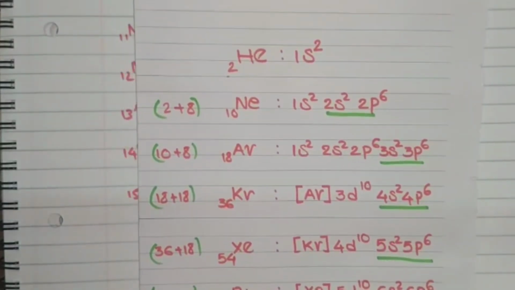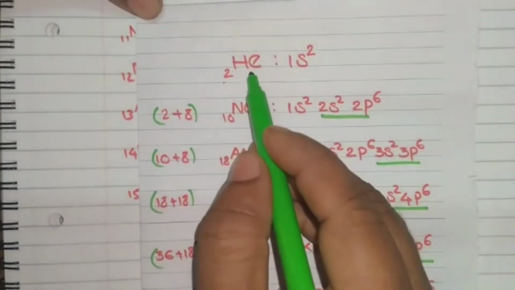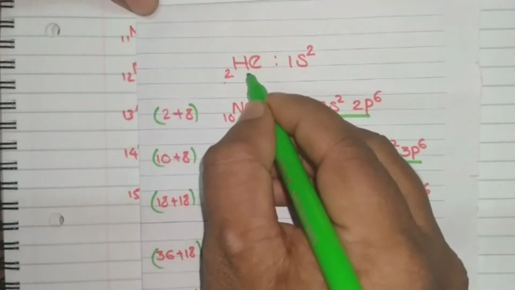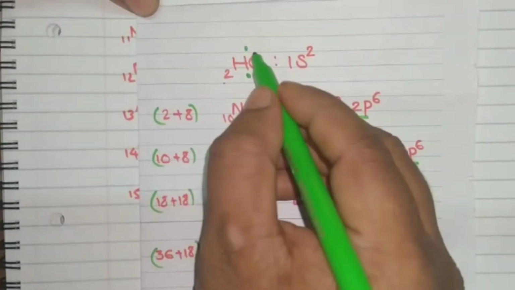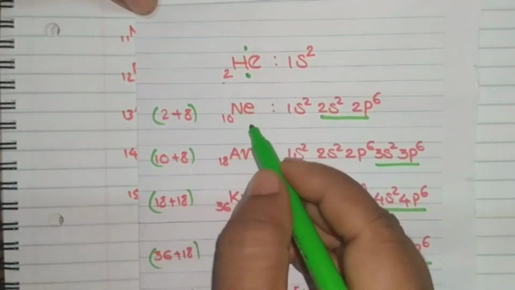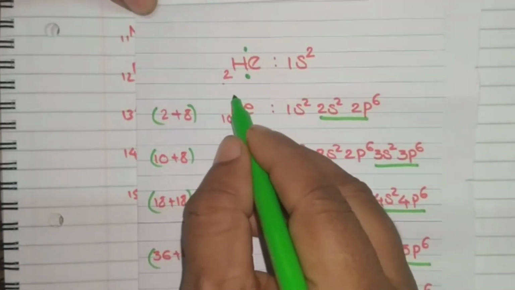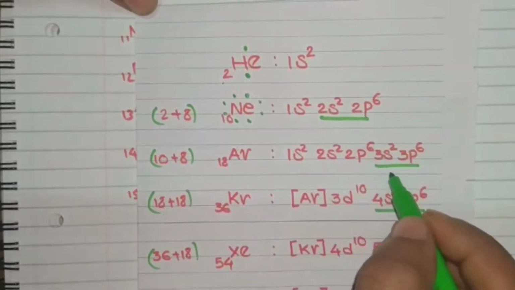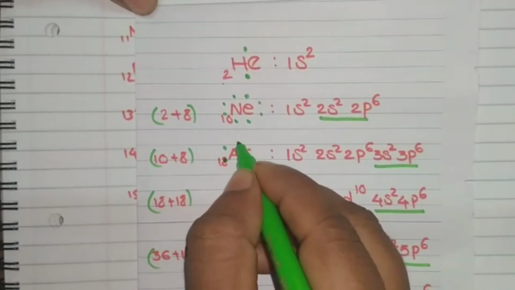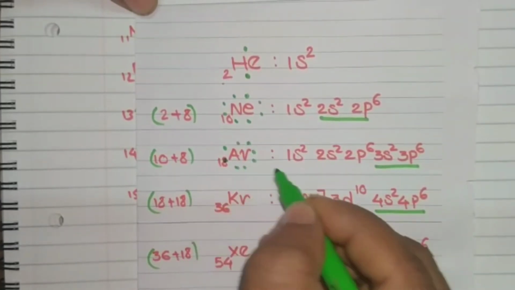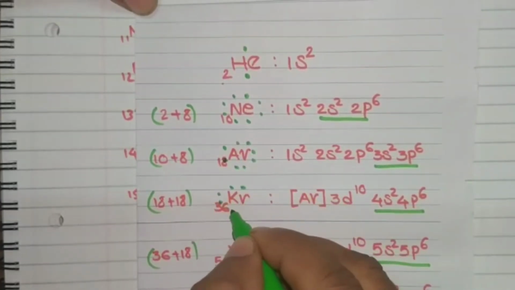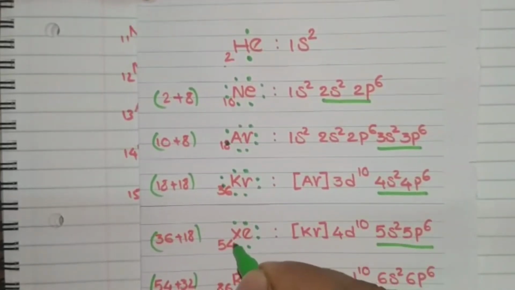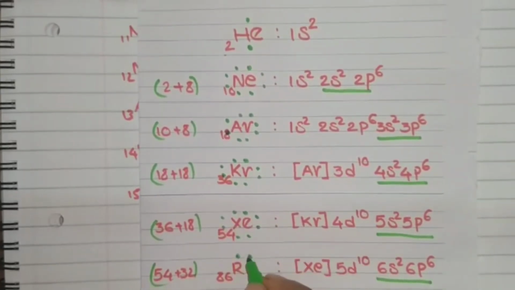So the Lewis dot structure, let's see. Helium has 2 electrons, so its outermost valence shell also has 2, thus we have to keep 2 dots. So it has only 2 dots, and the remaining elements have 8 dots: 1 2 3 4 5 6 7 8. Here also 8: 1 2 3 4 5 6 7 8. In the same way, these elements have 8 dots.